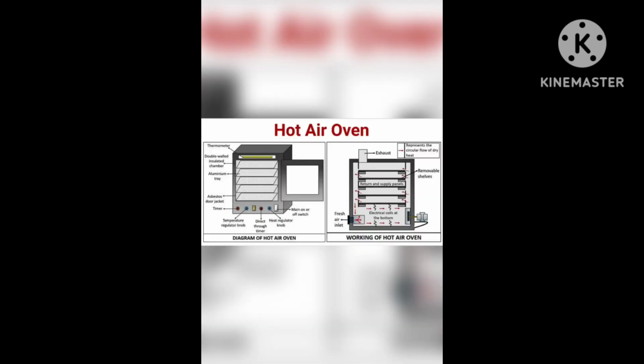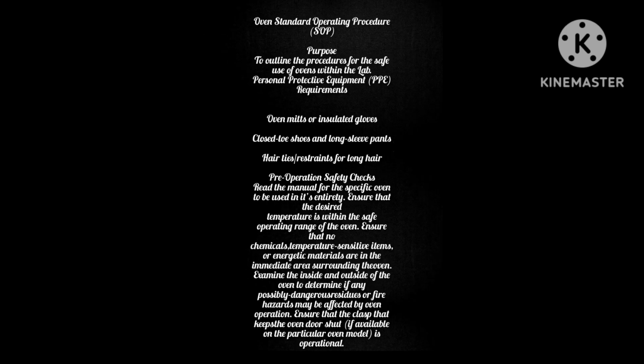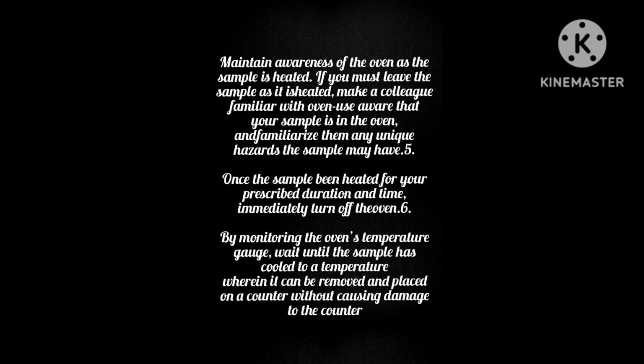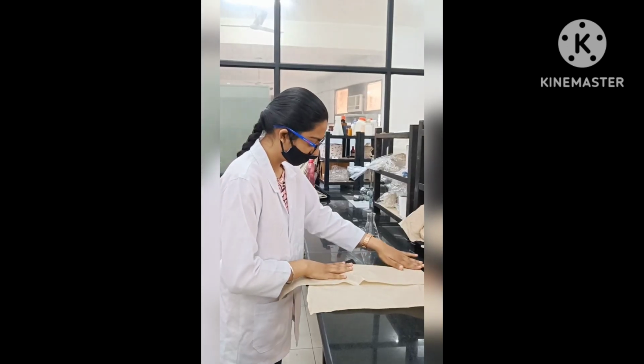Hot air oven operating procedure. Here are the steps of operating a hot air oven. The oven is plugged into the socket and switched on. The oven is preheated for 30 minutes before placing the items on the trays or shelves. The temperature gauge is set at the desired time depending on the volume of the contents to be sterilized.